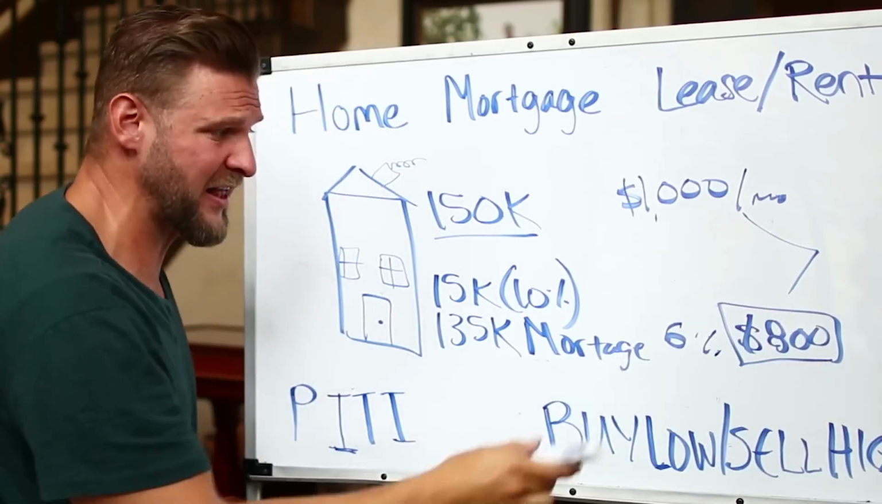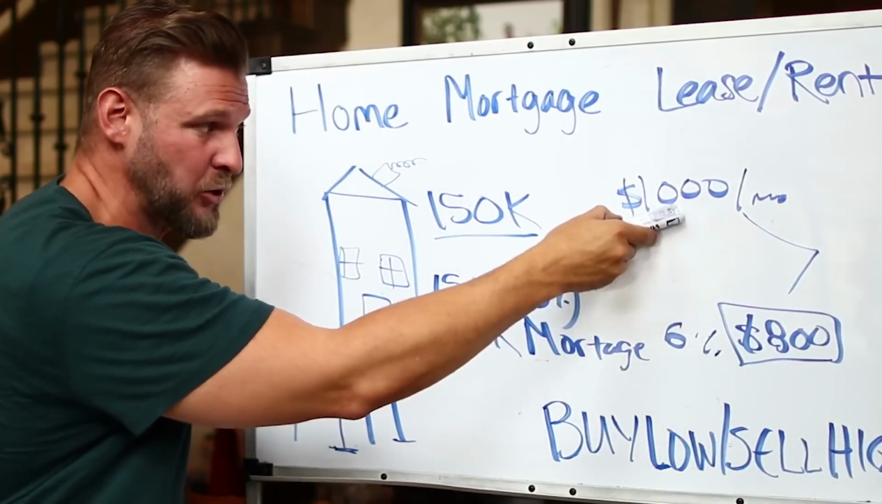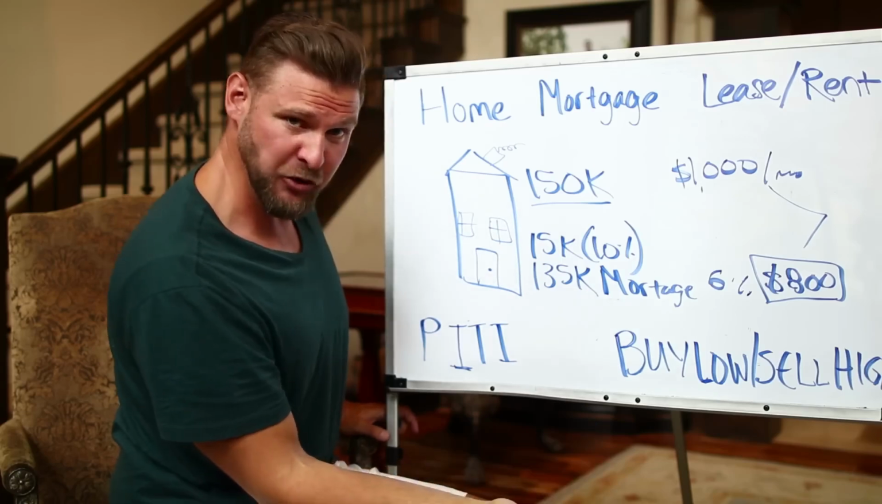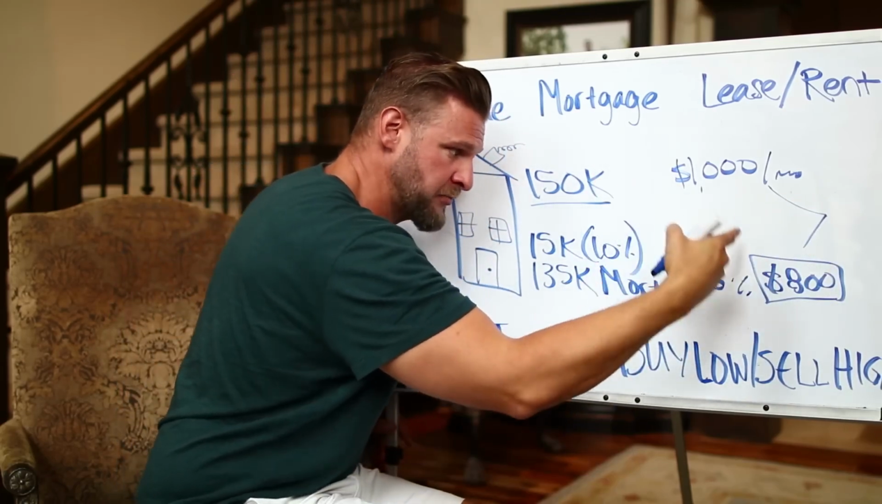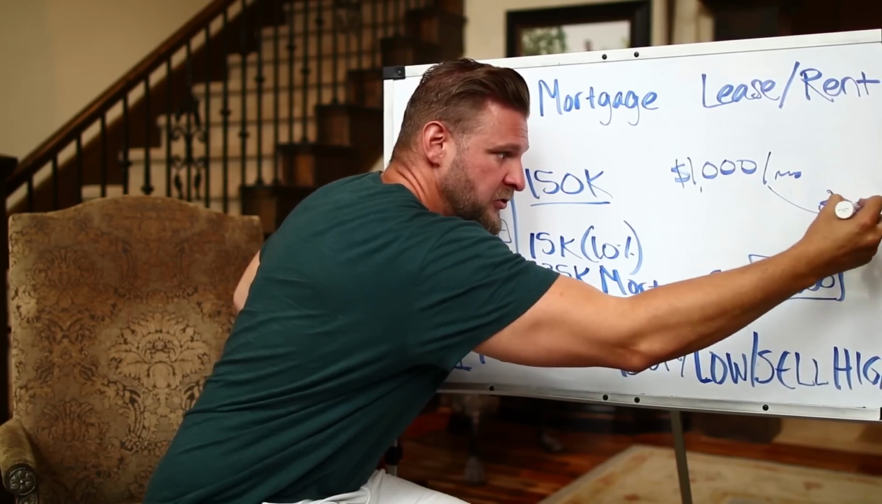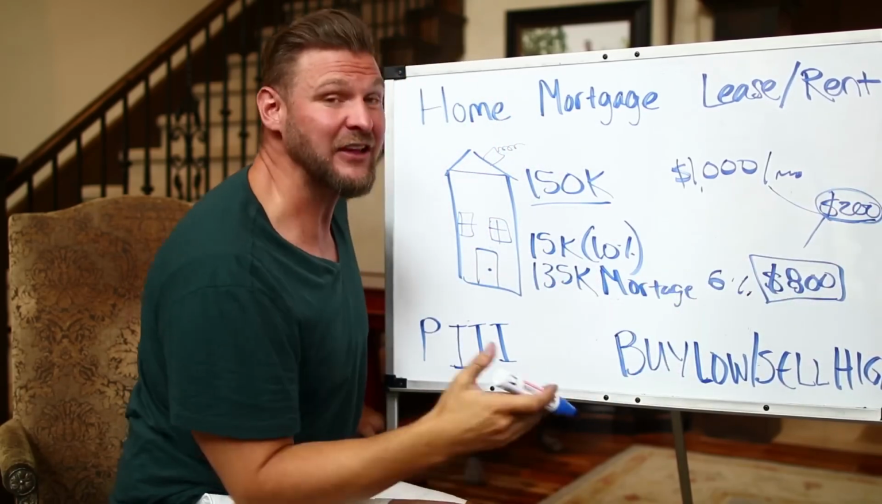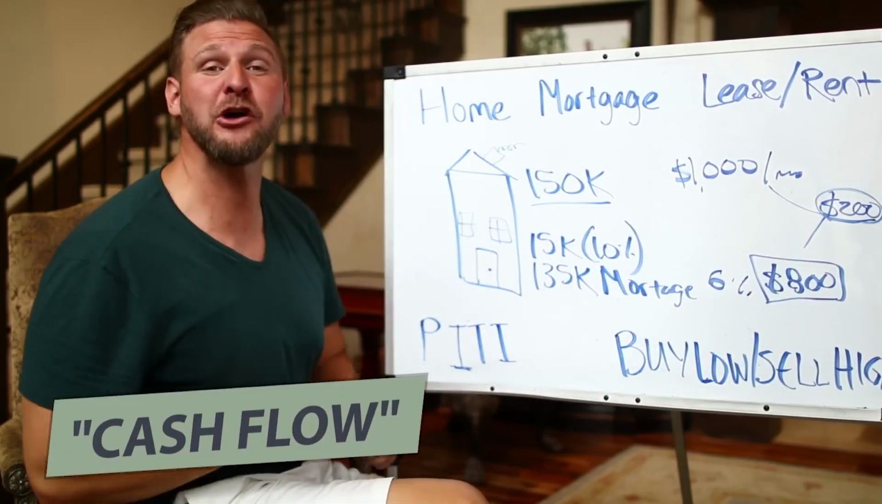And the difference is that if you have to pay the bank $800 every month, but your renter gives you $1,000, there's some leftover money. How much? 1,000 minus 800 is 200. What do we call that? That's called cash flow. And cash flow is good.